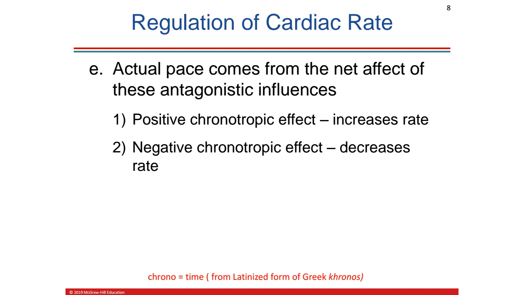Mechanisms that affect cardiac rate are said to be chronotropic effects. So, for example, you may have a positive chronotropic effect. This is due to something that increases the heart rate, and something else might have a negative chronotropic effect, meaning that it decreases the heart rate.